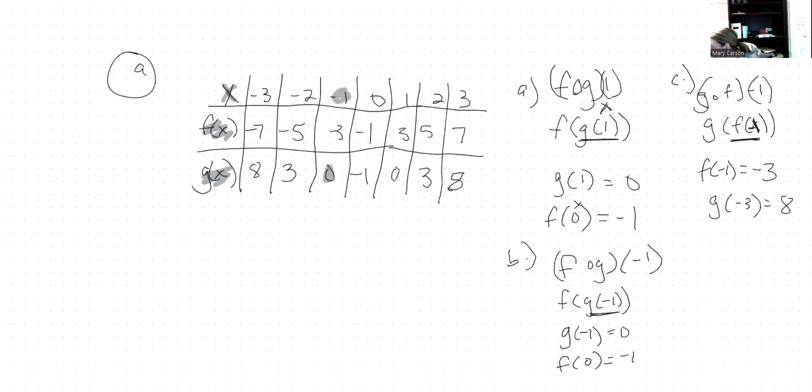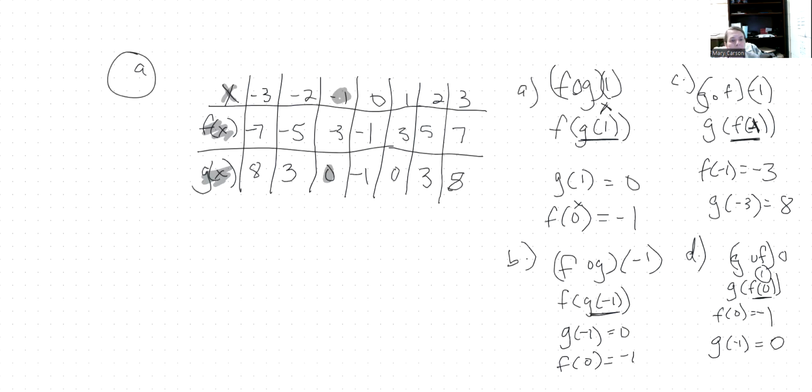Now we're looking at D, which says g of f of 0. So we're doing f of 0 first. This is always first. f of 0 is -1, because we go to 0 for your x and go down. So that's going to be -1. And now we're doing g of -1. So we go to g, we look for -1, and that's going to be 0.